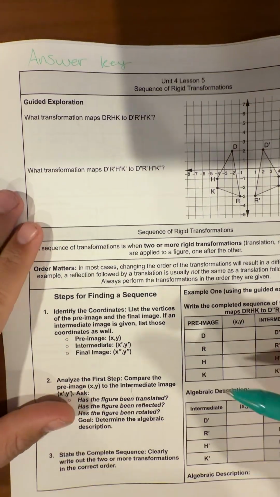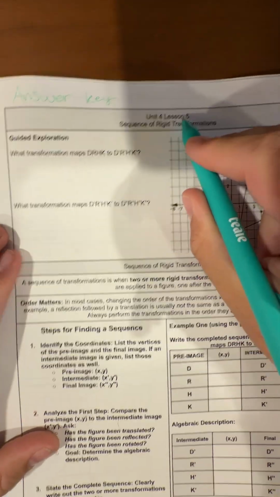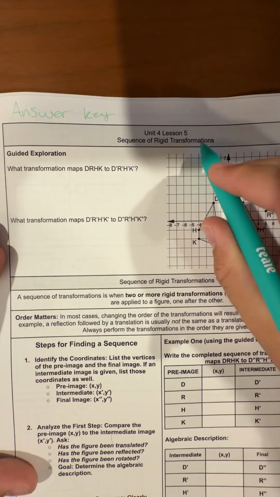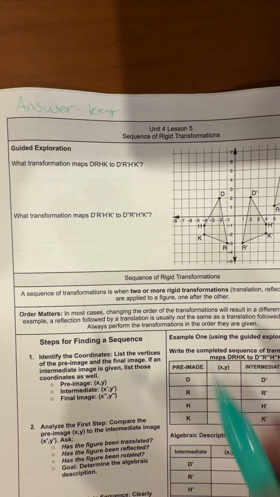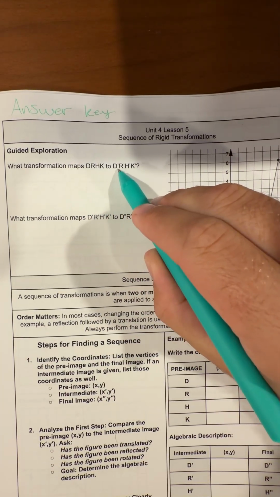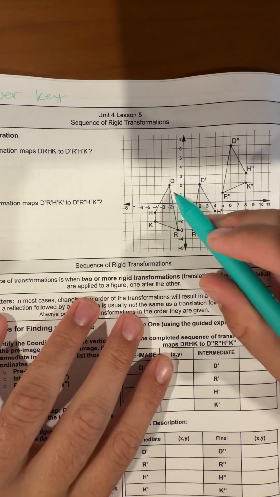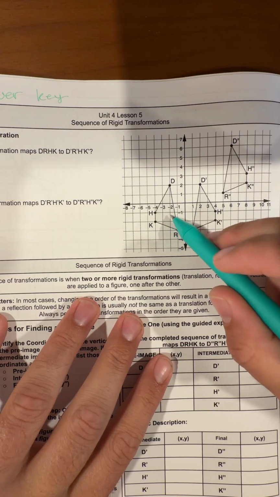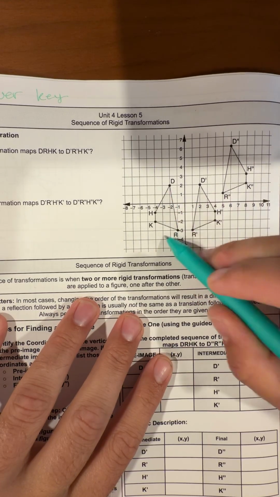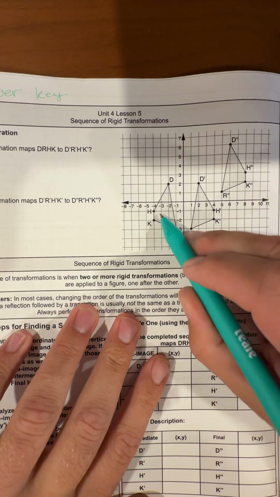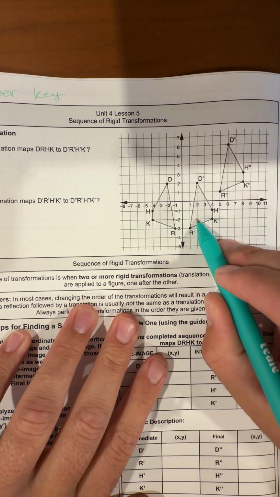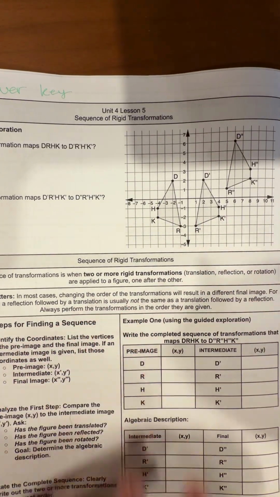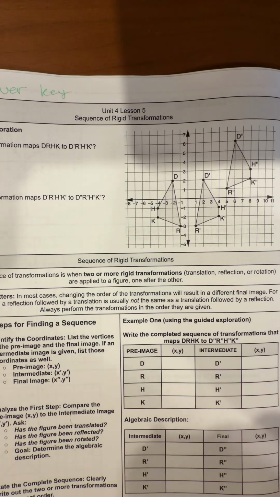Mr. Biggers here, and today we are going to get into Unit 4, Lesson 5, a sequence of rigid transformations. So in our guided exploration here, we're asking the question, what transformation maps DRHK to D prime, R prime, H prime, K prime? So we have D, R, H and K here, so they're talking about this figure. So how does this figure map to this figure here? Pause the video, see if you can figure that out.